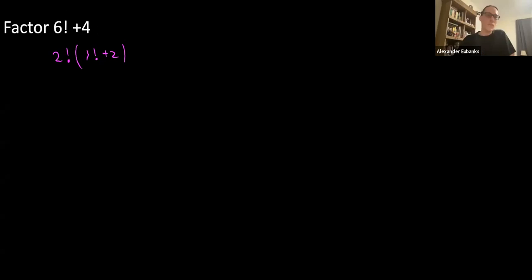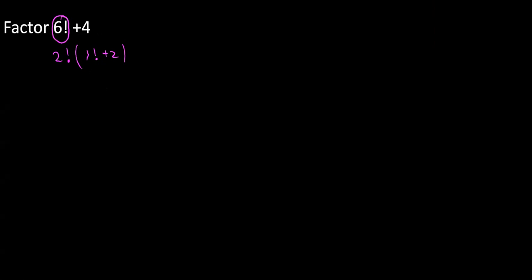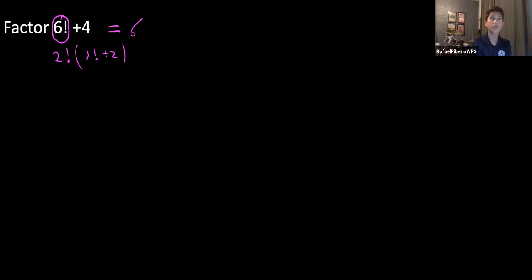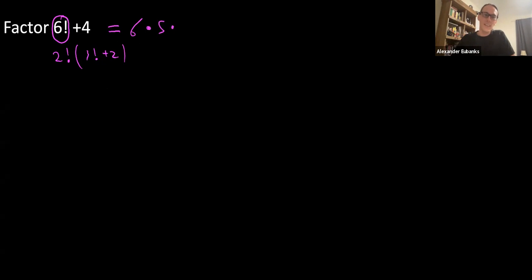Ah, but be careful. This isn't just 6. 6 factorial isn't 2 factorial times 3 factorial. What is the definition of 6 factorial? If I wanted to write it all out, what would it be? 6 plus 5 plus 4 plus 3 plus 2 plus 1. Basically, except not plus. Times. Sorry. Yes, you're good.